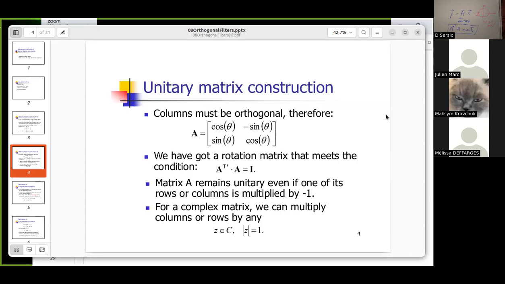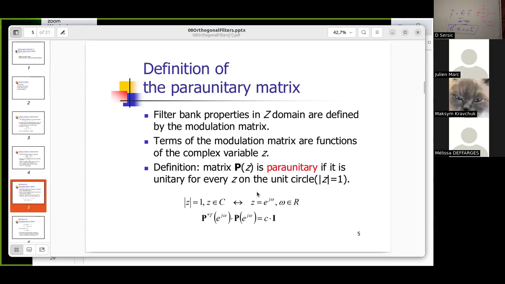But this matrix consists of numbers. Our modulation matrix actually had filters as its members. So our modulation matrix was something that has complex functions for its elements. So we define a new term. We can say that some matrix P of z is para-unitary if it's unitary for every z on the unit circle.